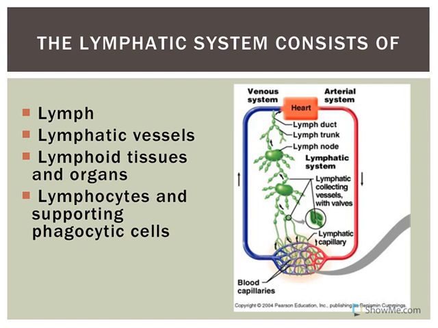Now, besides the lymph nodes, there are other lymphatic tissues and organs that we'll discuss, such as the spleen and the thymus and tonsils, etc. Now, the lymphocytes and supporting phagocytic cells, for example, macrophages, are also components of the system, and we'll talk about those in person.